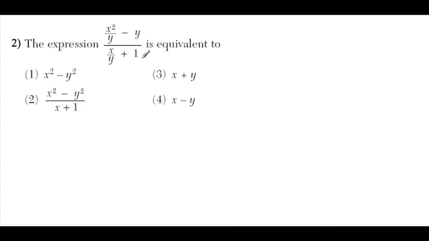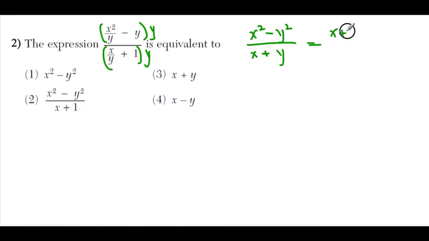We can multiply top and bottom by the common denominator. In this case, it seems to be y. So in the numerator, we get x squared minus y squared. On the denominator, we get x plus y. Then we can factor this one as (x plus y)(x minus y) over x plus y. Then these two cancel out. We have x minus y as our answer.